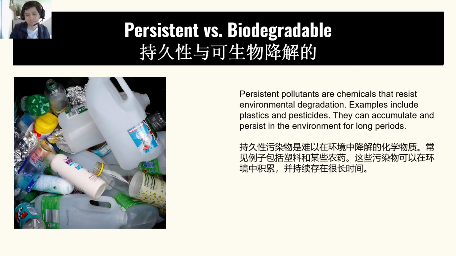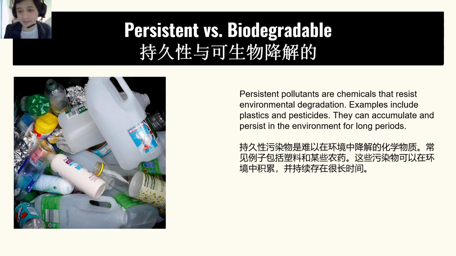Okay, we already kind of touched on this, but we're going to talk about persistent versus biodegradable pollution. So, persistent pollution is pollution that stays, right? Persistent pollutants are chemicals that resist environmental degradation. That means they are hard to break down. Examples include plastics and pesticides. That's why we have this picture on the left. Plastic is a big issue with waste. It just stays forever, right? It's not forever, but for a very, very long time. So, us using so much plastic in our day-to-day life is an issue.